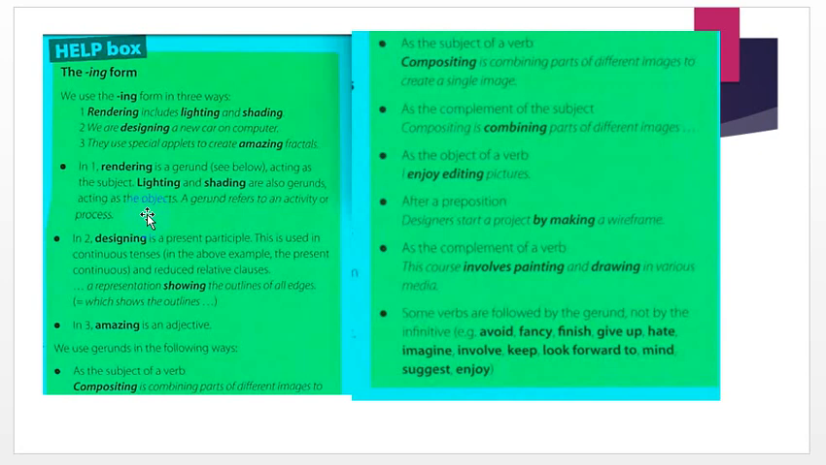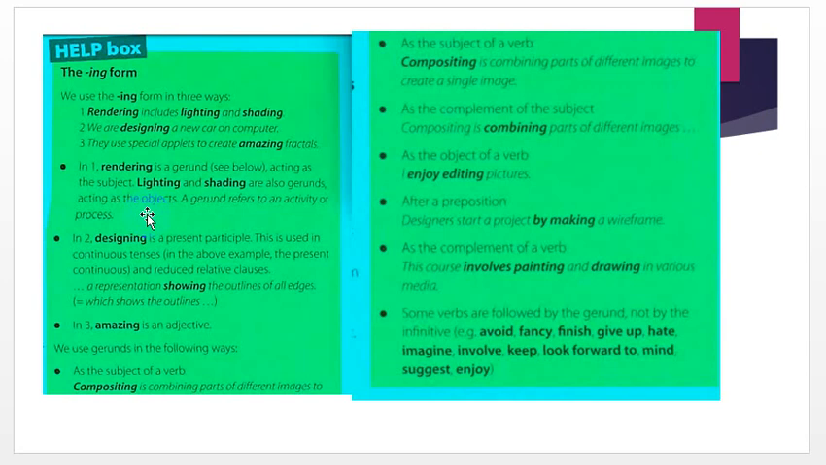a single image. It is the complement of the subject. Compositing is combining parts of different images. Here it is the complement of a subject. As the object of a verb: I enjoy editing pictures. After a preposition: start a project by making a wireframe. As the complement of a verb: the course involves painting and drawing in various media.